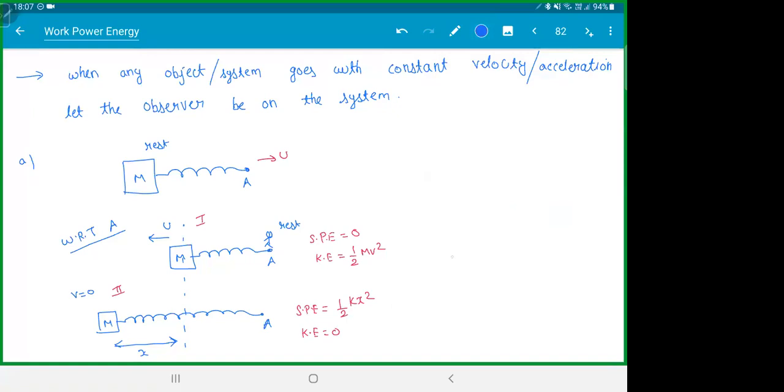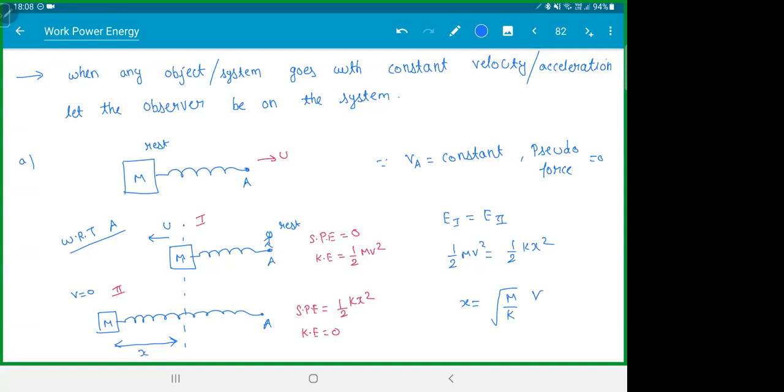Meaning you need to ask, what is the problem in doing this? Since A is going with constant velocity, there's no pseudo force also. So this is also an inertial frame, so there's no problem as such. Since there are no external forces on the system, energy in state 1 is equal to energy in state 2. Half mv square is equal to half kx square. One step, you will get the answer if you stand on A. x is equal to the square root of m by k, into v. Check.